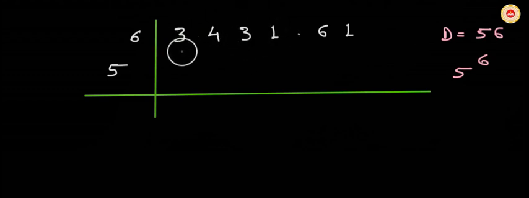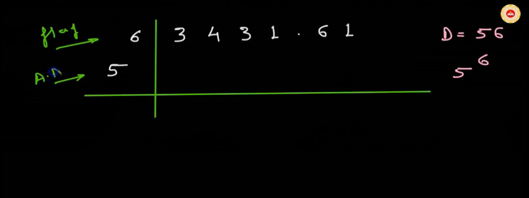What is the integer part? 3431 is the integer part. How many digits are there in the flag? This 6 is the flag and this 5 is the actual divisor. Only one digit in the flag. So, leave one digit from the right side and draw the decimal line, so that the number of digits in the flag and the number of digits on the right side of the decimal line will be equal. So there is one digit on the right side of the decimal line and one digit in the flag.